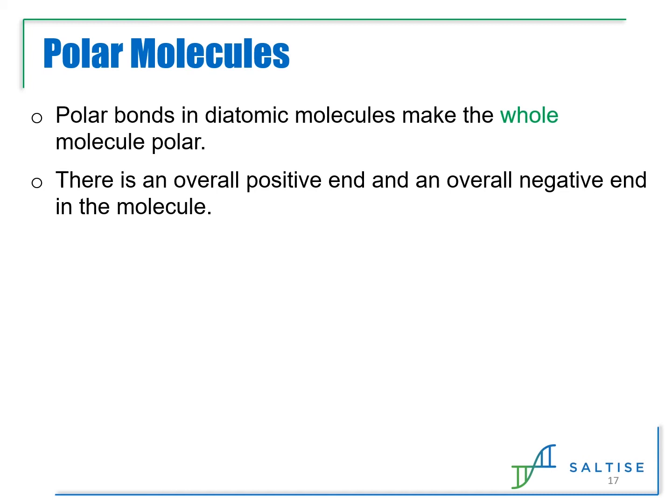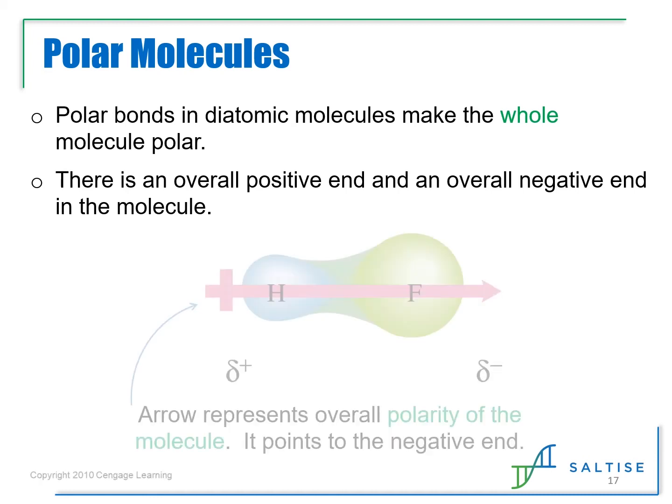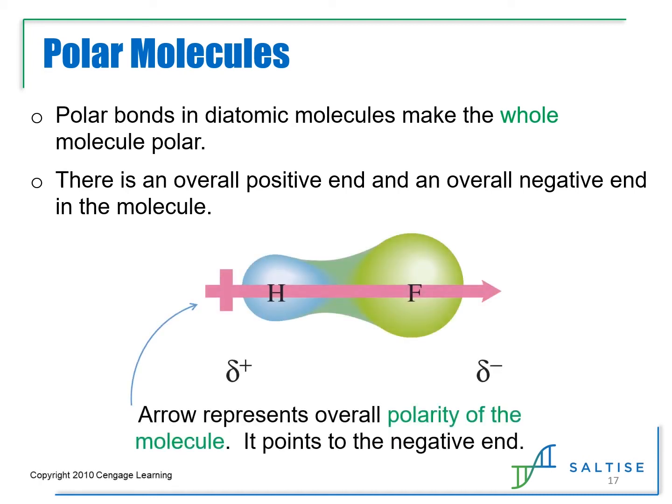Polar bonds in diatomic molecules make the whole molecule polar. There is an overall positive end and an overall negative end in the molecule, like a north pole and a south pole of a magnet. In this example here of hydrogen fluoride, an arrow can be drawn to indicate the polarity of the molecule. The tail shows the positive end, and the arrow points towards the negative end of the molecule.